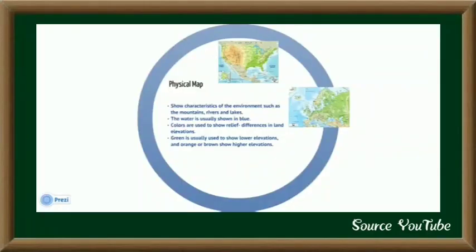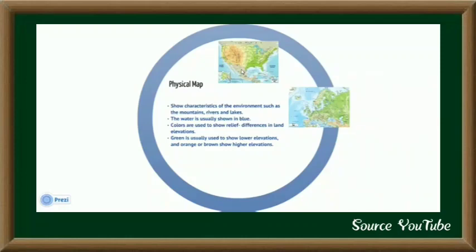Alright, the first kind of map we're going to take a peek at is a physical map. Now, a physical map shows characteristics of the environment, such as mountains, rivers, and lakes, and that's how it gets its name. It's called a physical map because it shows characteristics of the physical landform, the physical environment. Now, the water is usually shown in blue, and it seems kind of obvious, but I do want to point out something else about the colors.